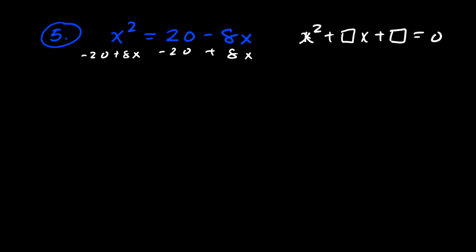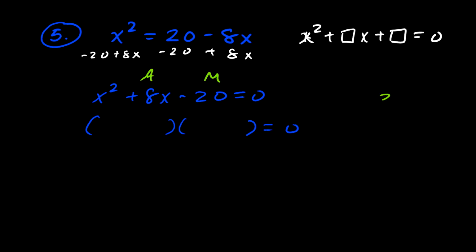That simply leaves us with x squared. I'll change the order. You can put the +8x first as long as we keep that sign. Minus 20 equals 0. From here we have the same thing. We can set up our parentheses equal to 0. We can write our little AM strategy, meaning we're looking at what multiplies to -20 that will add to 8. We know we're going to have x and x.